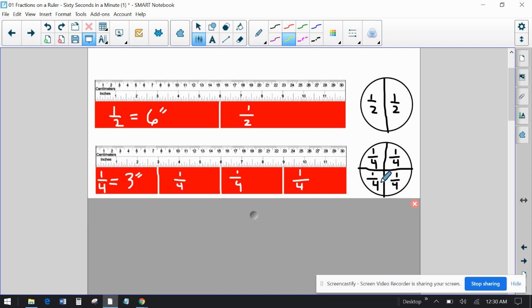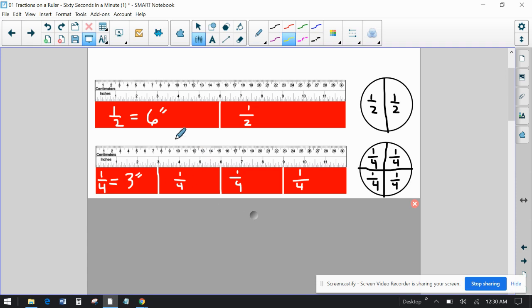So if I shaded in my fourths, let's say we wanted to represent 3/4, you would shade in 1, 2, and 3. There's an example of 3/4. It kind of looks like our friend Pac-Man, doesn't it? Okay, so that's fourths or quarters.